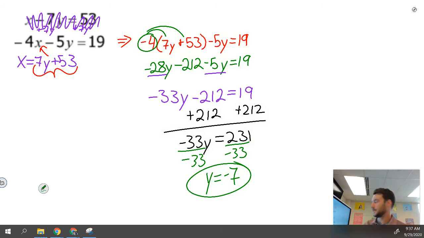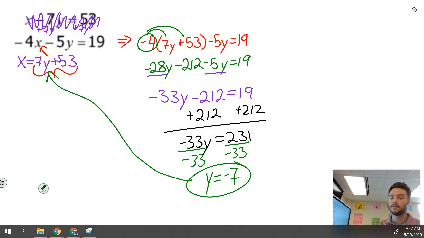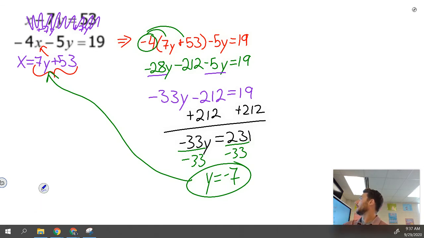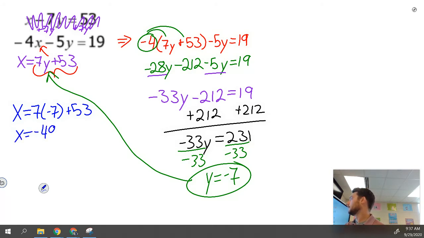Usually the easiest place to plug it back in is originally where you solved for the first variable, because it already says x equals, so then I won't have to do much once I plug it in. It's kind of nice. Let's do x equals 7 times negative 7 plus 53. So if I multiply that out, x equals negative 49 plus 53, which is a positive 4.